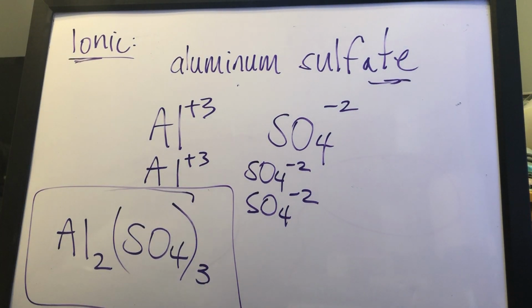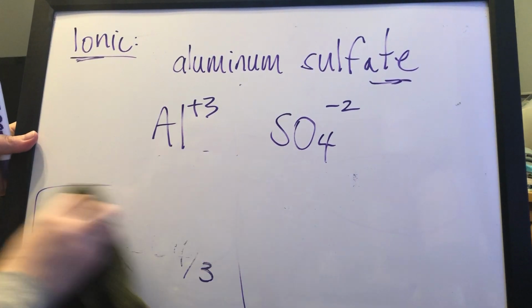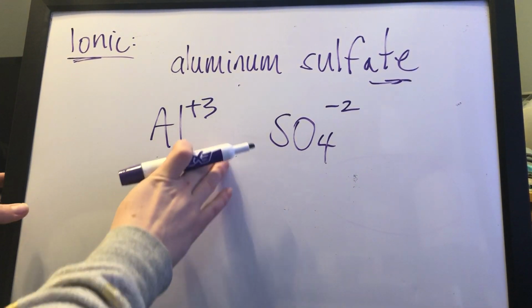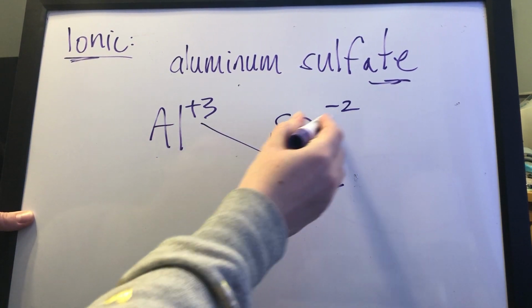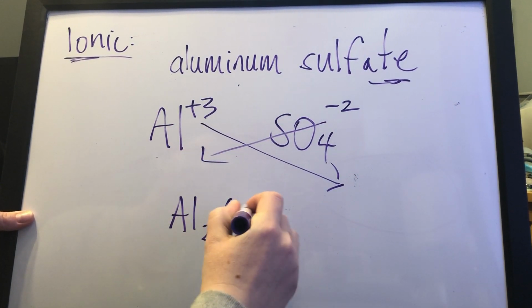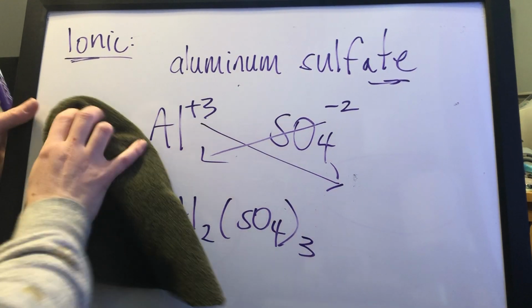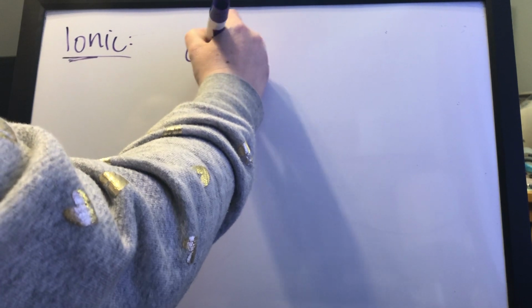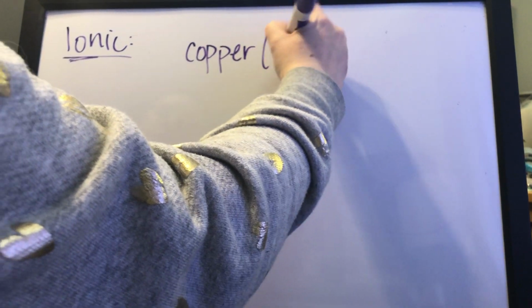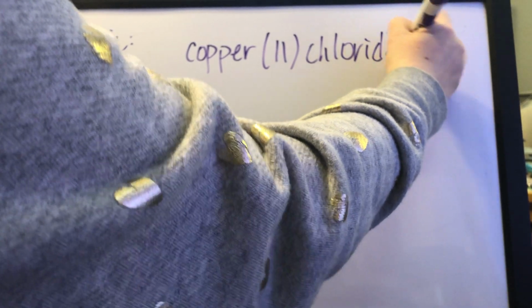Again, your crisscross method will work here perfectly fine. So just super quickly, if you're doing crisscross, you pull the 3 down here, you pull the 2 down here, and you're left with Al2(SO4)3, and you get the same formula. So there you go. The only thing I haven't talked about is transition metals in ionic compounds. Transition metals are the metals in the middle of the table, which don't exactly follow our rule for losing electrons. So let's say I come across this name, and I need to write a formula.